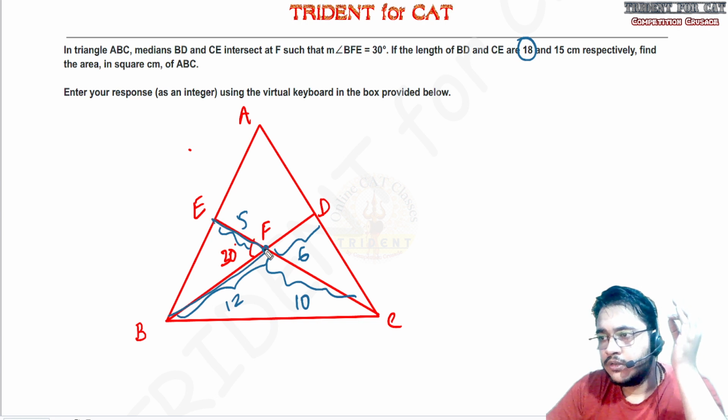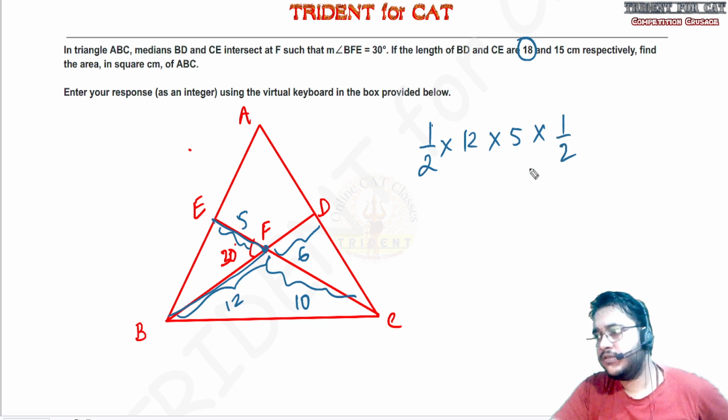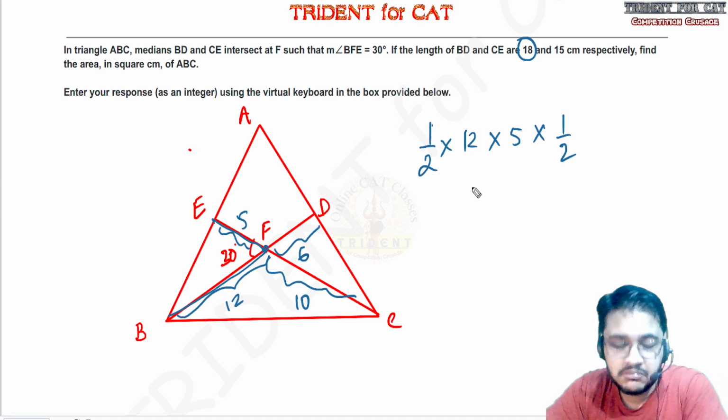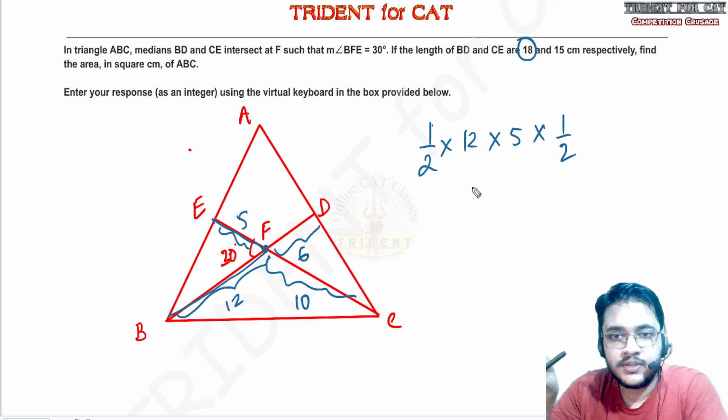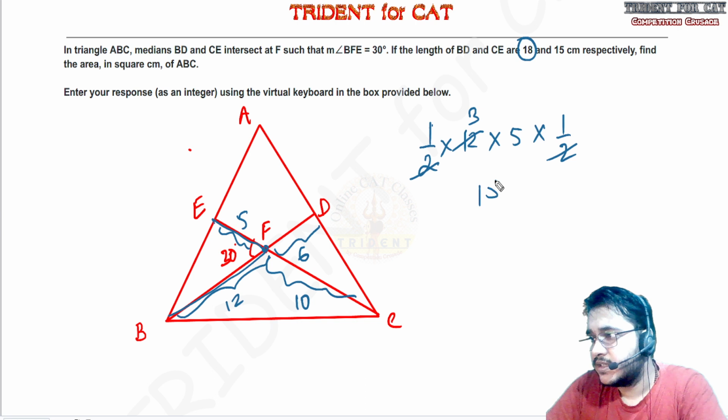Pick any triangle, so if you take BFE or FCD, whichever, pick one triangle. I'm taking BFE. So half ab sine theta is going to be half into 12 into 5 into sine 30 degrees. For those of you who don't remember, sine 30 degrees is half. If you remember the trigonometric table, great, kudos. If you don't, you can use the special triangles. Now 4 threes are 12, that means this is 15.